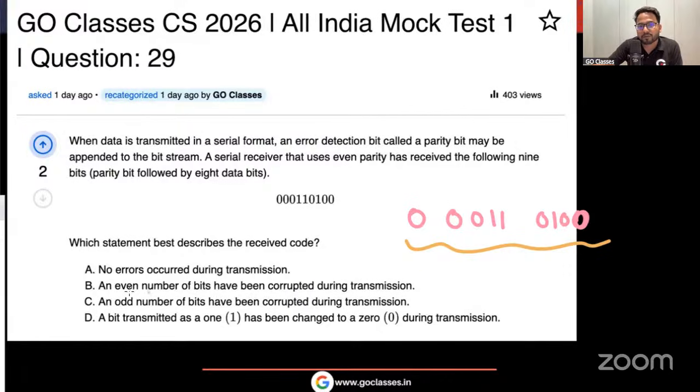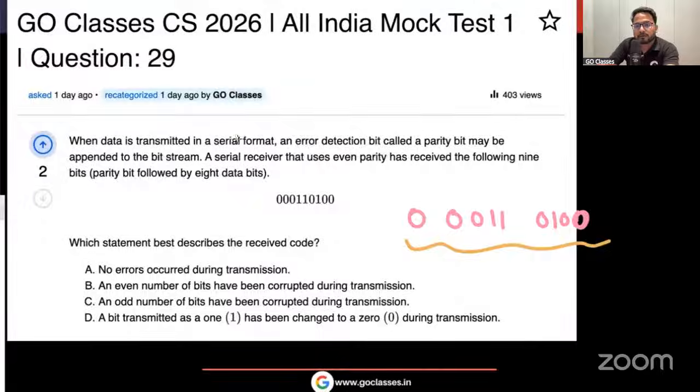Let's see the options. One option is saying no errors. This is not true; obviously there has to be an error. The second option says there is an even number of errors, and the third option says there is an odd number of errors. Let's go to the next page and try to understand this question. This is 0 0 0 1 1 and 0 1 0 0.